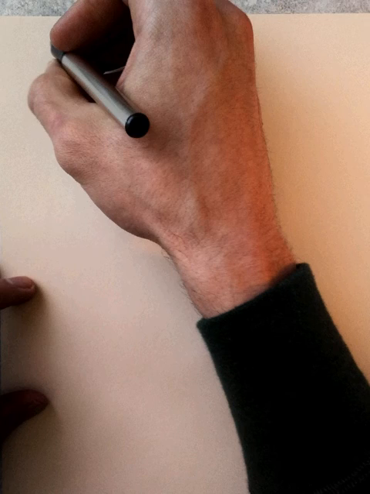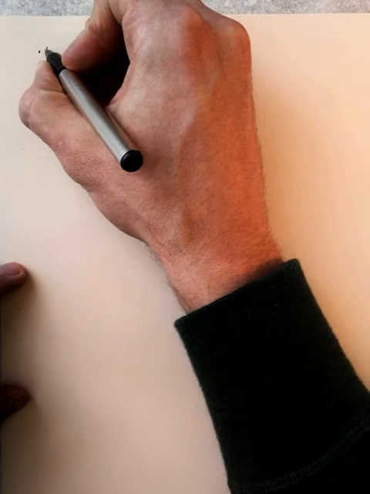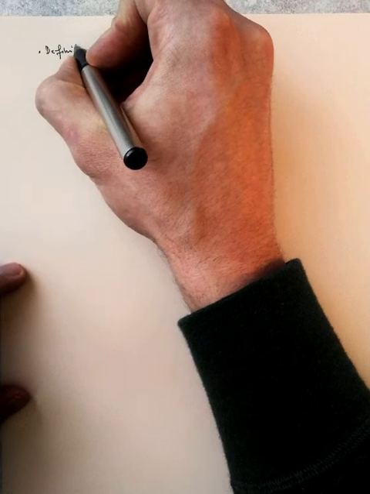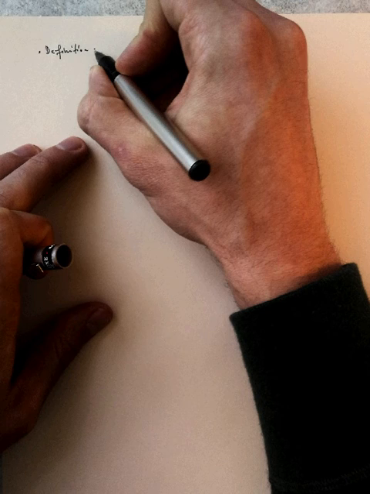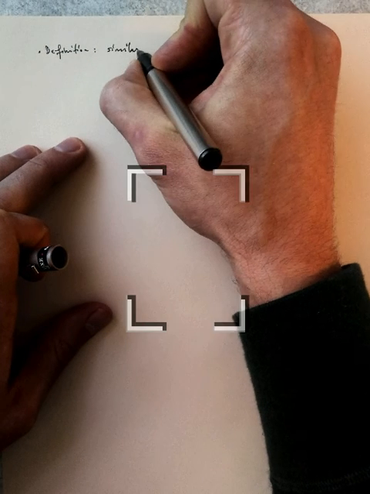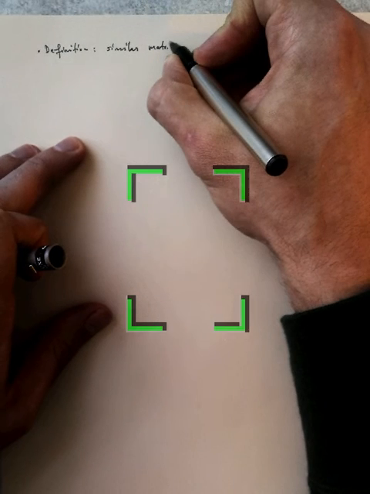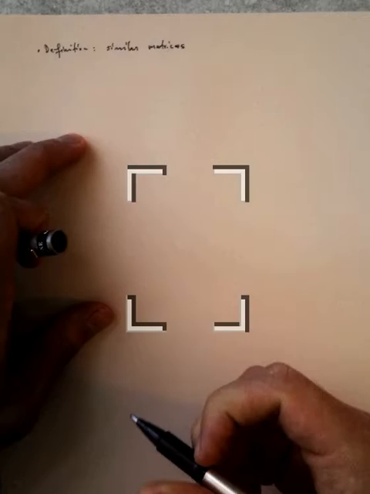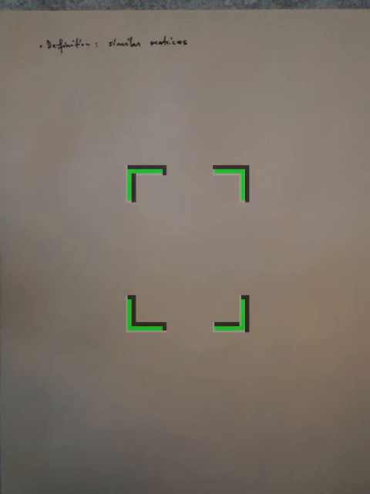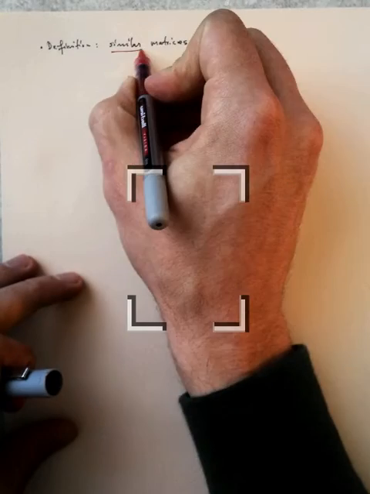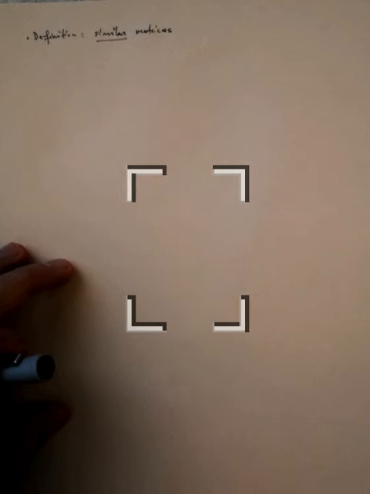Let's do another example. So what I want to do is define what it means for two matrices to be similar. Okay.